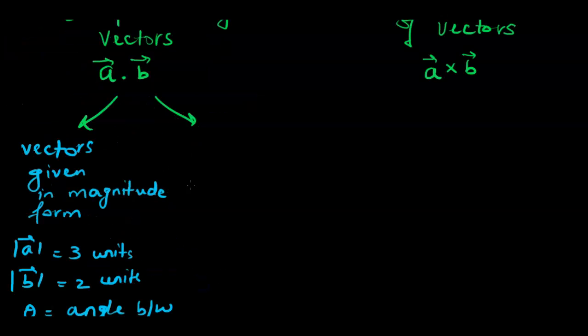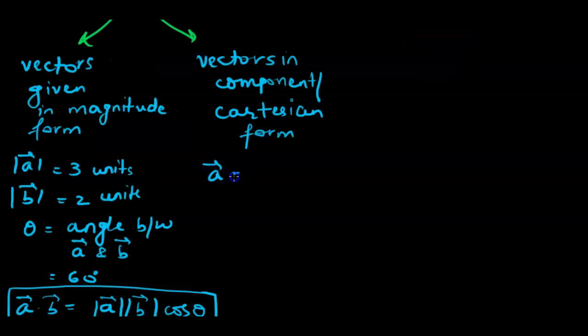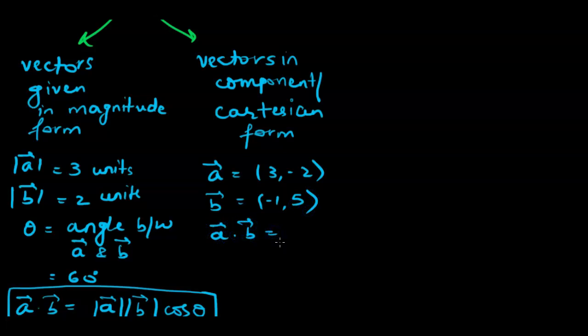Next type of dot product is when we are given the vectors in component or Cartesian form. Now if we are given vector A as 3, minus 2 and we're given vector B as negative 1, 5 and we have to find out the dot product of vector A and B, all we have to do is just multiply the x with x and y with y. So 3 times negative 1 is negative 3. Negative 2 times 5 is negative 10. And we do not put a comma in there, we put a plus sign. So we basically add the product of x and y. So we get negative 13 units square. This is also called dot product of algebraic vectors.